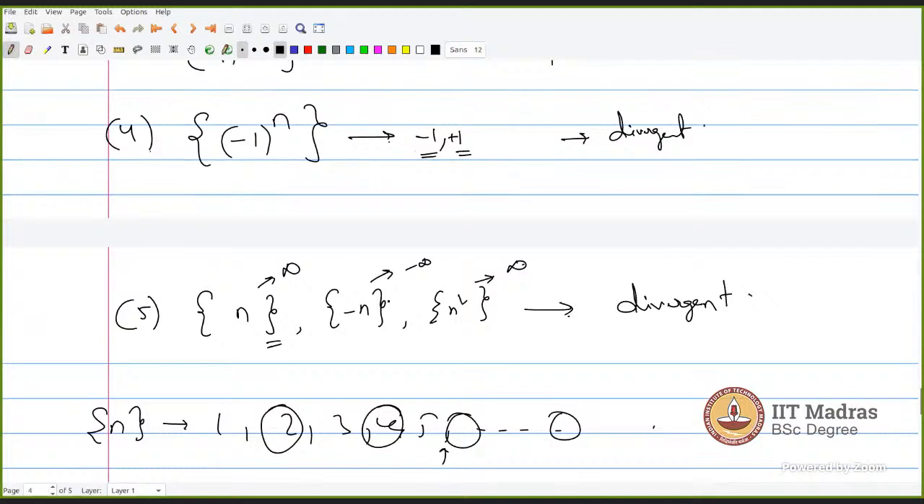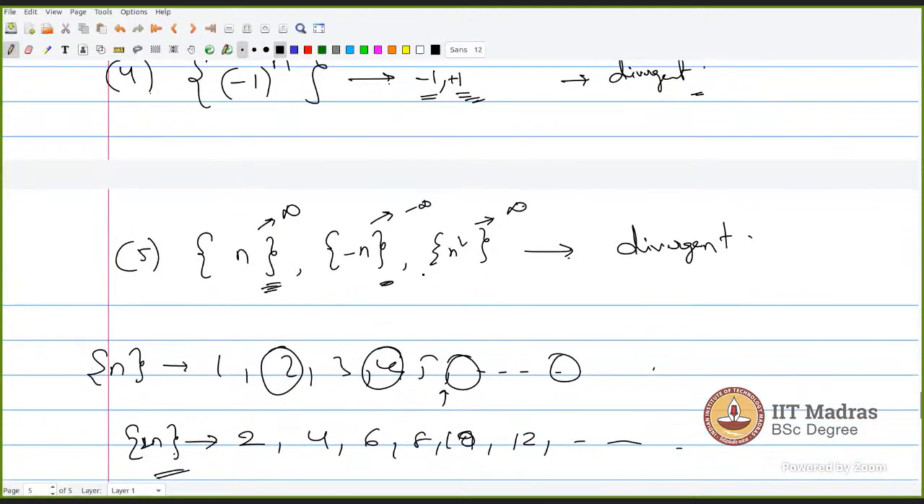So this is an example where my sequence takes two different values. So that is why it is divergent. Here my sequence goes to infinite. Here my sequence goes to minus infinite. These are very simple examples. Okay. So there can be complicated examples also, but understand the basic concept behind this.